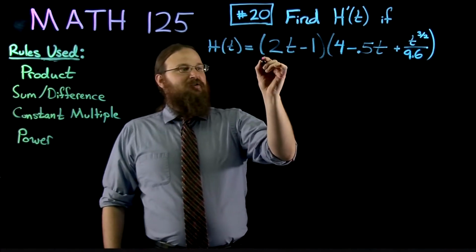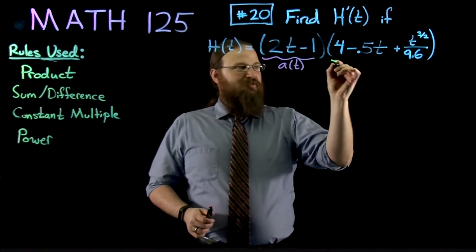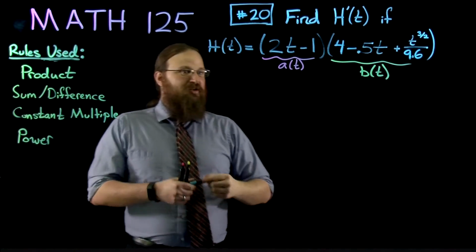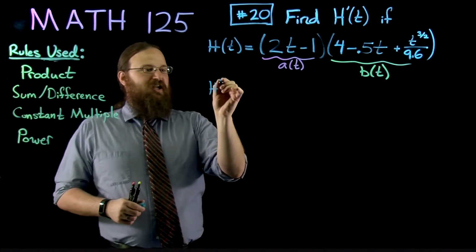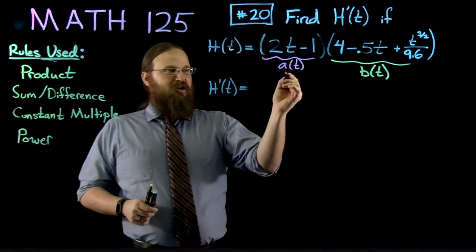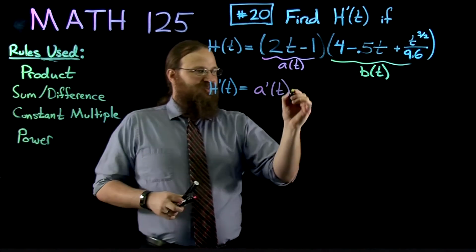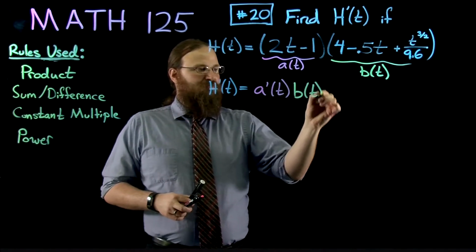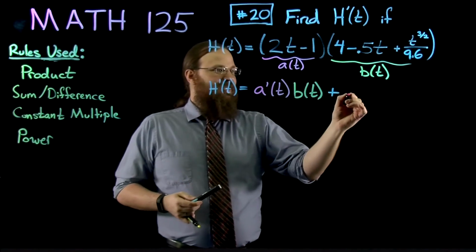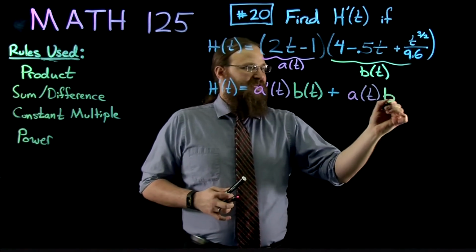First thing we notice, we can call this A of t. We can take the second factor, call it B of t. And when we go to use the product rule, we'll start off by finding h prime of t. What we do is we take the derivative of the first factor, multiply it by the second factor, no derivative, plus, now we go in the opposite order. We leave the first factor alone, and then multiply by the derivative of the second factor.